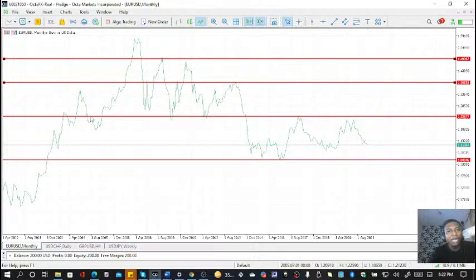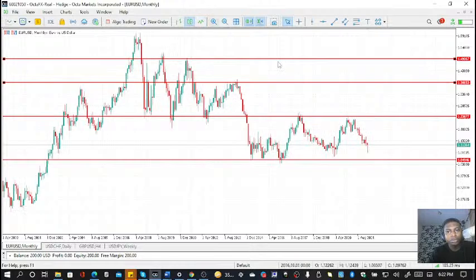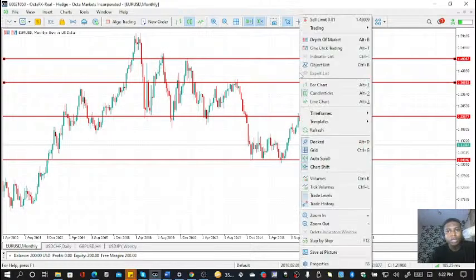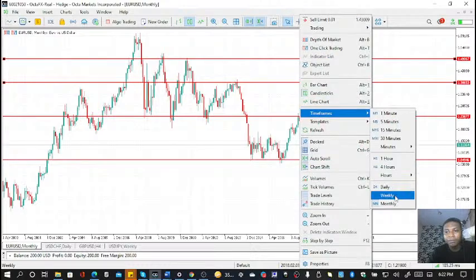So this level is a very good level to watch. Same with this level where we have price footprint at this region. So back to now, let's go to our weekly time frame.